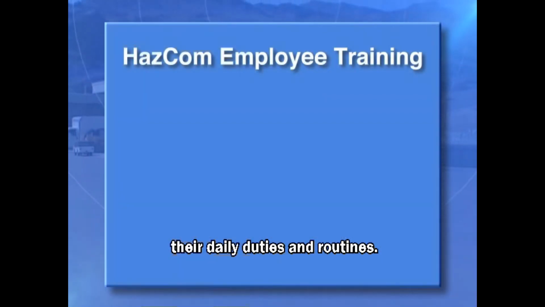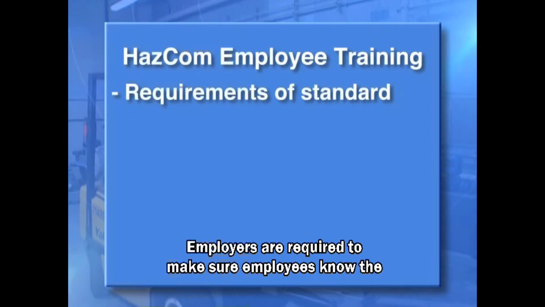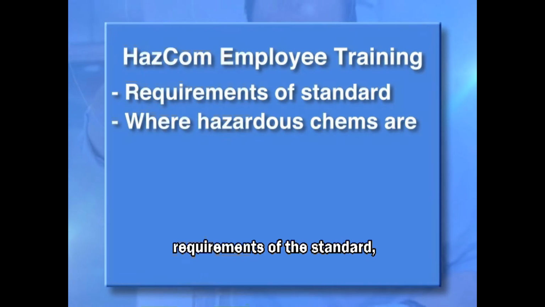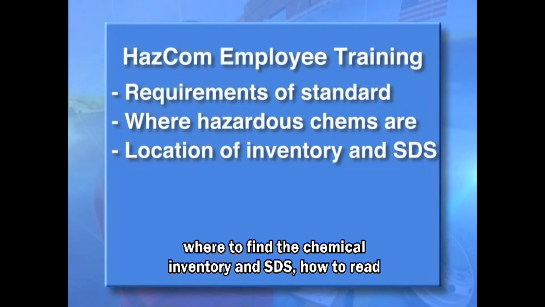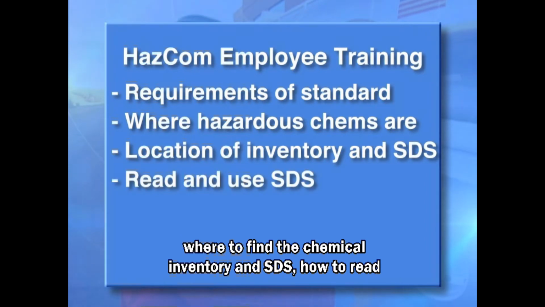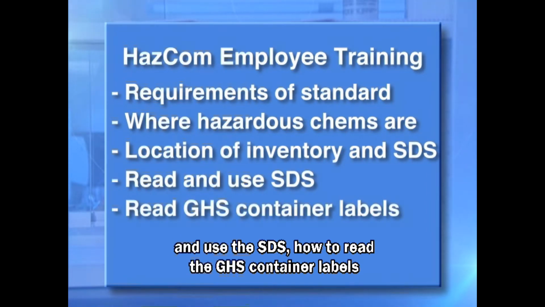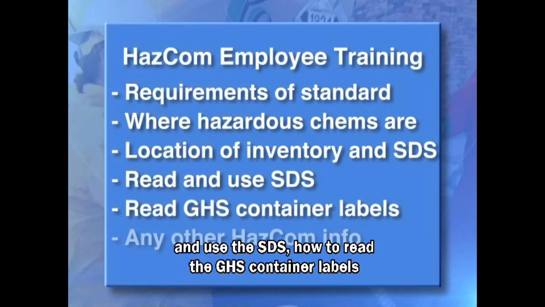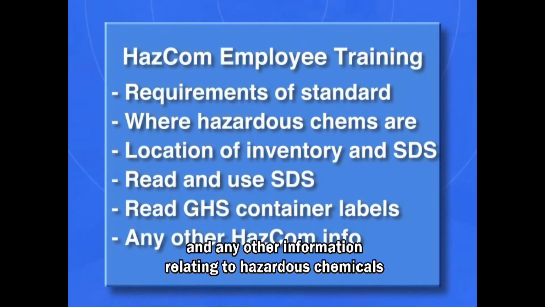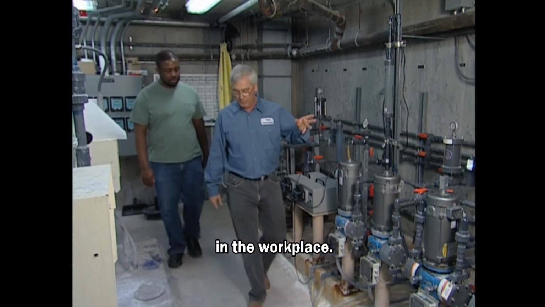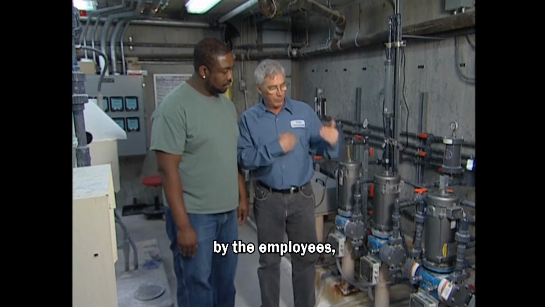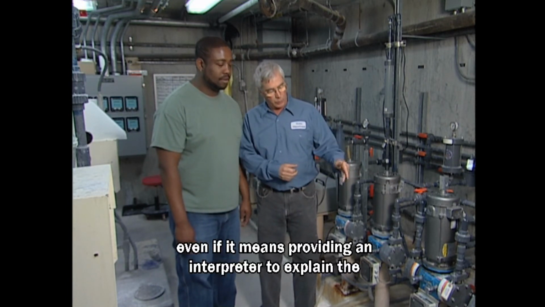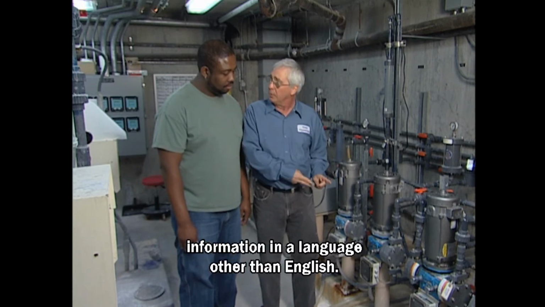Employers are required to make sure employees know the requirements of the standard, where the hazardous chemicals are found in the workplace, where to find the chemical inventory and SDS, how to read and use the SDS, how to read the GHS container labels, and any other information relating to hazardous chemicals in the workplace. It's also required that the training is understood by the employees, even if it means providing an interpreter to explain the information in a language other than English.